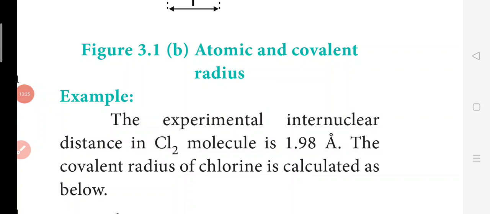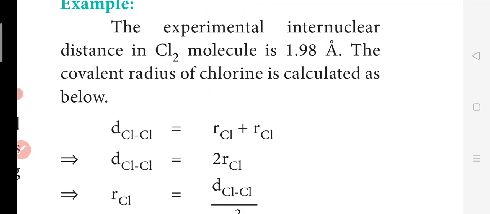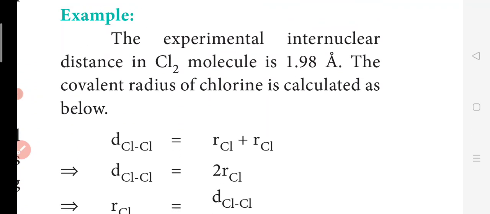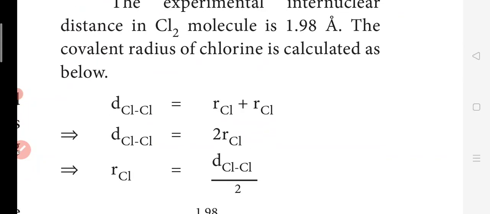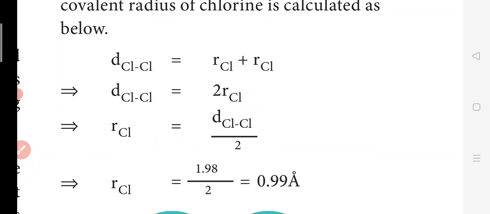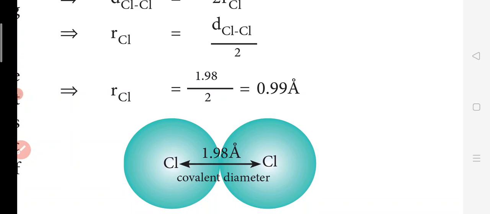So we will see one example. The experimental internuclear distance in chlorine is 1.98 angstrom. How do we calculate the covalent radius of chlorine? This is a 2 mark question. I have asked this as an assignment also. Here D, the internuclear distance of the chlorine atoms, gives two radii of chlorine, so 2 times the radius. So you have to divide the internuclear distance by 2. The internuclear distance is already given for the chlorine molecule, 1.98. Divide that by 2 and you will get the radius. Covalent radius is 0.99 angstrom.